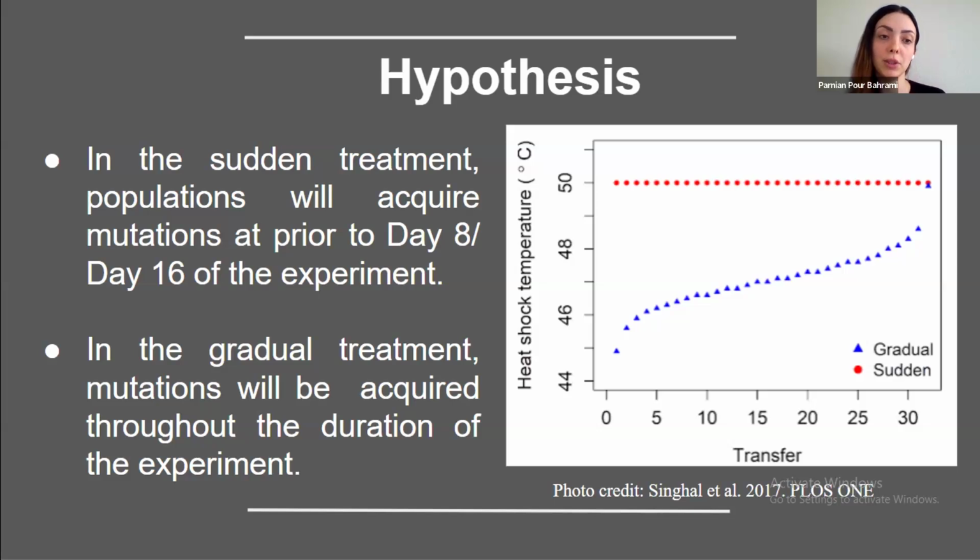the experiment. But in the gradual treatment, the stress is lower compared to the sudden treatment, and also the temperature is changing all over the experiment, and the phages are exposed to a new environment. So we expect them to mutate, to have mutations all over the experiment.